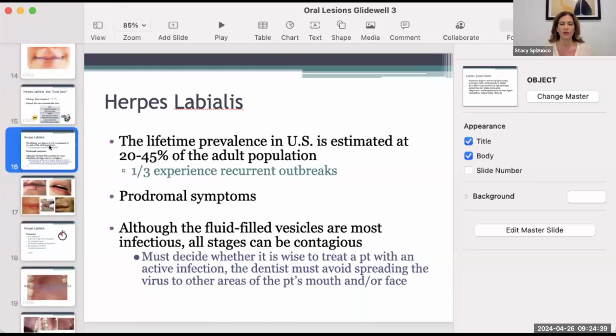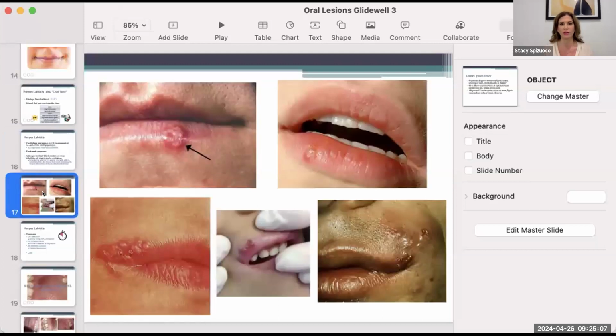About 20 to 45% of the adult population have herpes. One third of them experience recurrent outbreaks. They feel prodromal symptoms, such as a tingling on their lips. And usually after that symptom, you'll get this fluid-filled vesicle. That's the most contagious part, but it can also be contagious at all stages. So you want to decide if you want to treat this patient or send them home and get them back when it crusts up.